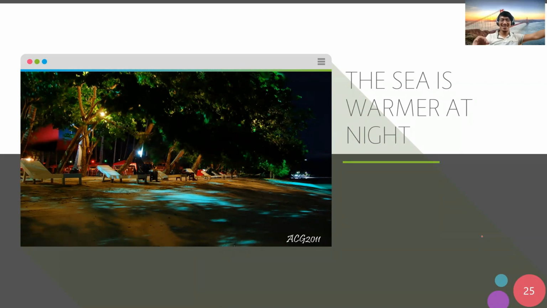Okay. So, but in nature, mas mainit talaga yung water during nighttime. Bakit kaya? What's the reason? So let us try to compare the specific heat. What is the specific heat of water? Alam natin ang specific heat ng water is 1 calorie per gram Celsius degree. That's the specific heat of water. How about land? Unsa ang specific heat sa land?